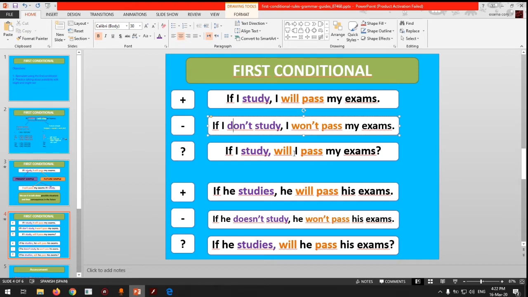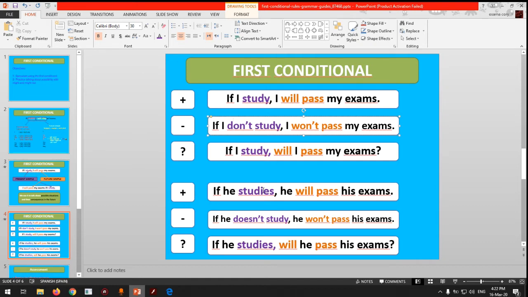Okay? And in question form, we just bring the helping verb or the modal verb in the beginning before the subject. Like, if I study, will I pass my exams? Okay. Here we changed the subject to he. So you would see how it looks with a singular form subject.